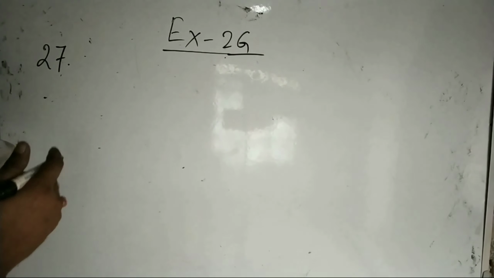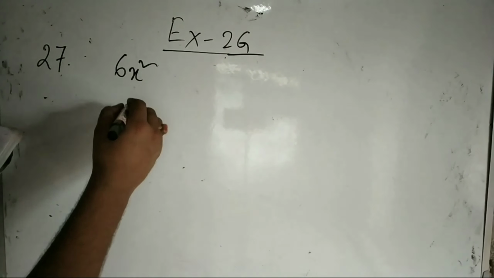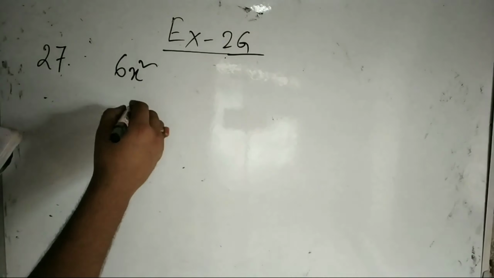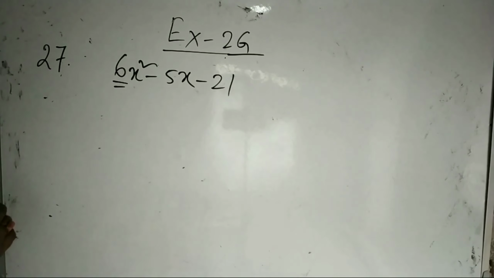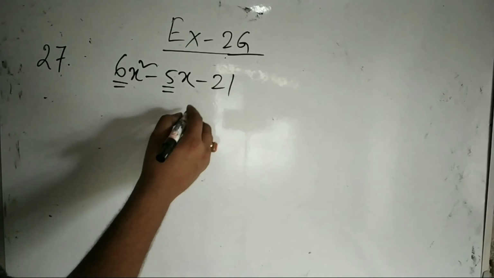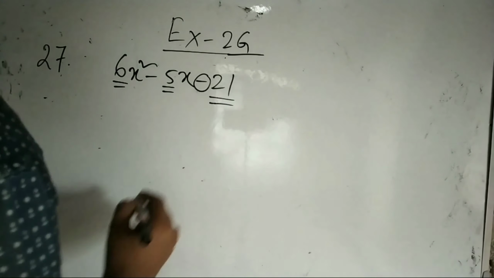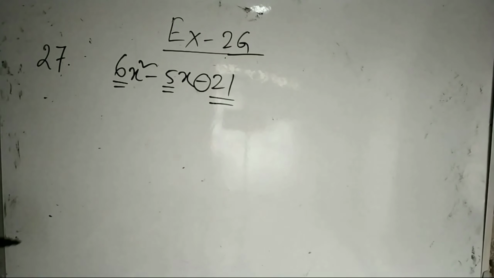Next question is 27. 6x square minus 5x minus 21. The first coefficient is 6, here it is 5, it is minus, and it is 21. You can multiply 6 and 21, then factorize, or you can just simply factorize 21 and 6 separately. That would be easier. 3, 7, and factorizing 6, 2, 3.